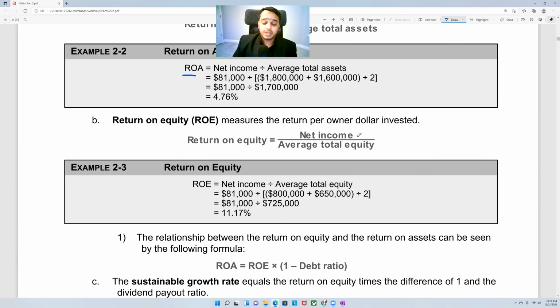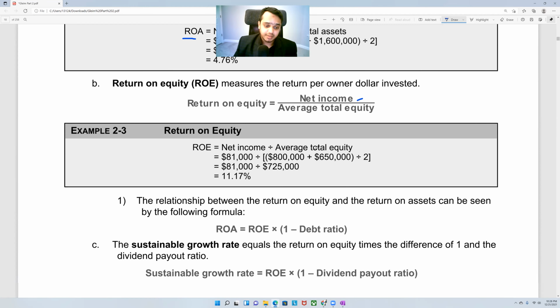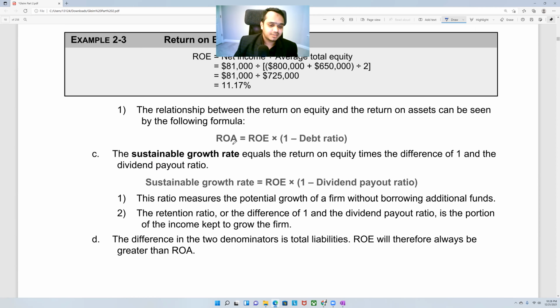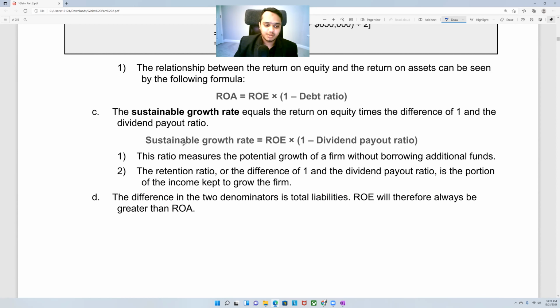Then comes your return on equity. Same, net income divided by average total equity. Then you see in here, the relationship between return on equity and return on assets can be seen by the formula: ROA is equal to return on equity multiplied by 1 minus debt ratio. That's a different story in itself. That's just a summarization of it.